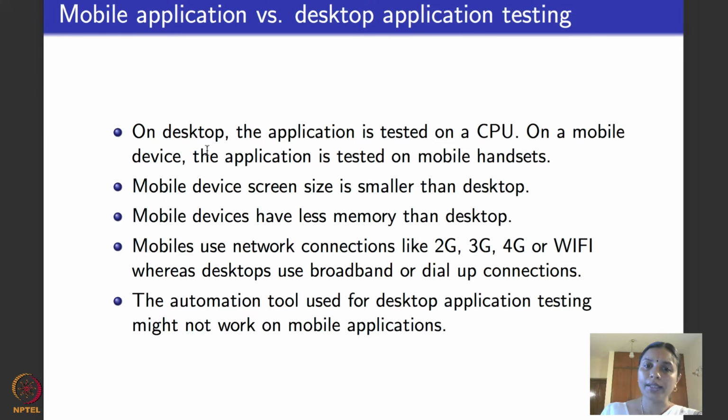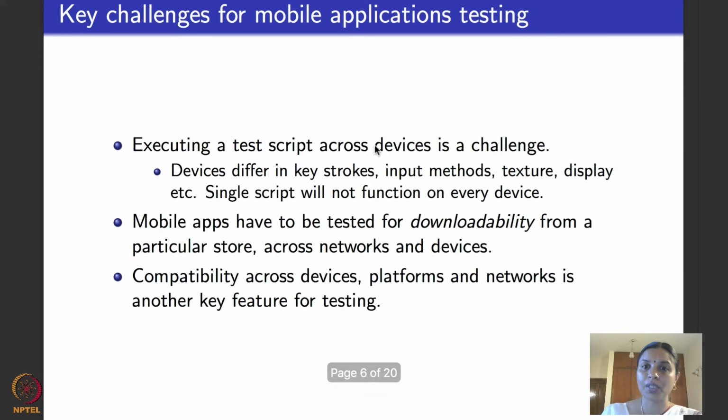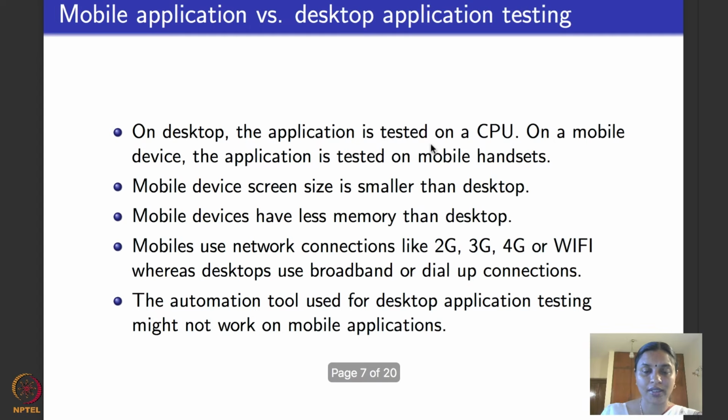On a desktop, the application is tested by using a CPU. We all know that. But on a mobile phone, the application is tested on mobile handsets. Mobile device screen is usually much smaller than a desktop screen. So as I told you, test script execution across devices is a challenge.